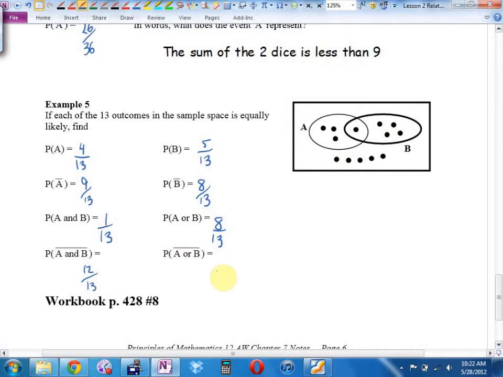Not A or B. Again, I can get that using the complement, 5. Where is that in the picture? Ah, that group right there. Now, by the way, another word they'll use for this is neither A or B. That's the neither group. They don't belong. No friends. Don't fit in.